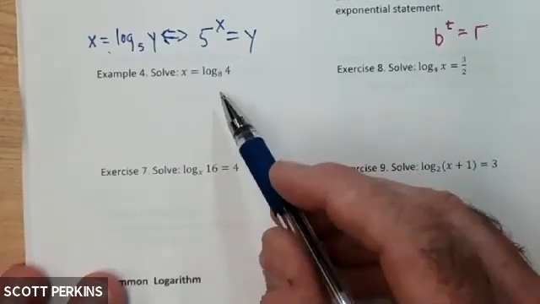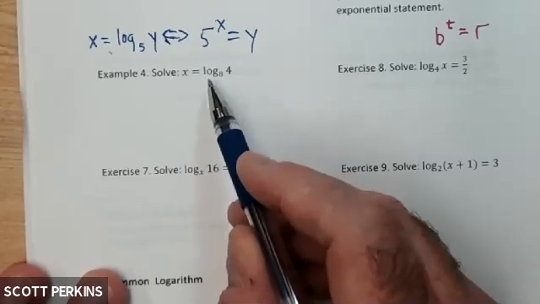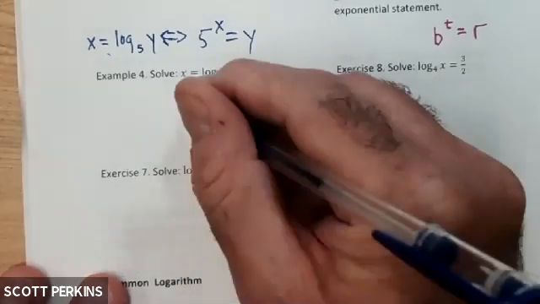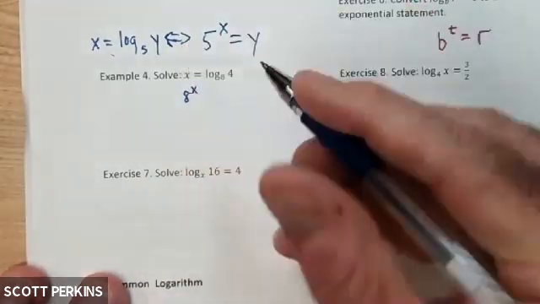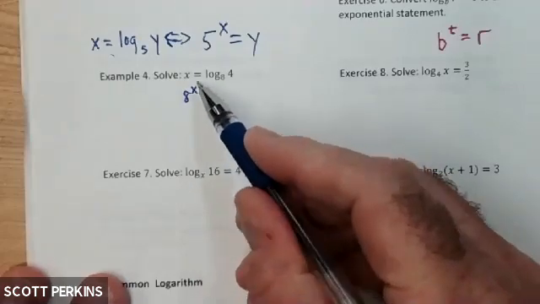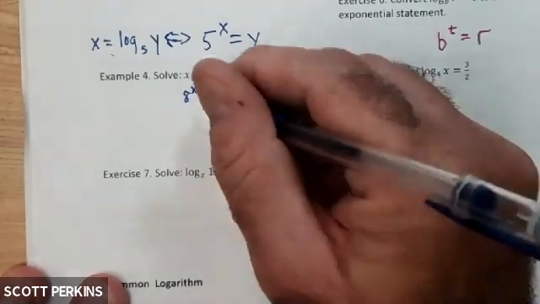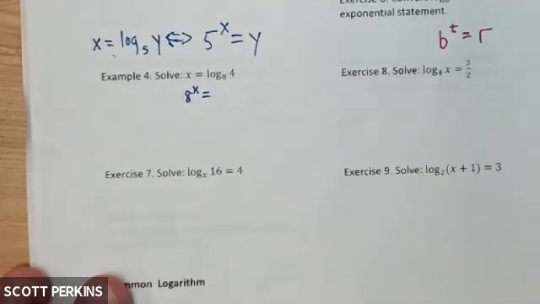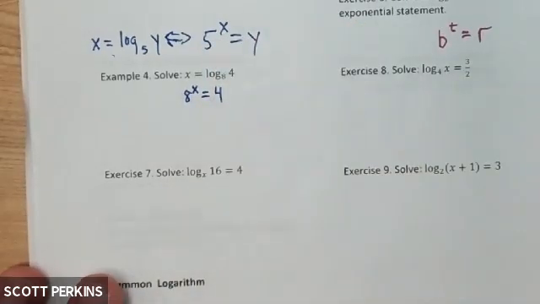So here goes. What is the base of this logarithm right here? 8, yes. What is the power of this logarithm? X. The logarithm is always equal to the power. So the power is always what's on the other side. So x. And what is that going to be equal to? What's the only thing left over? 4, perfect.